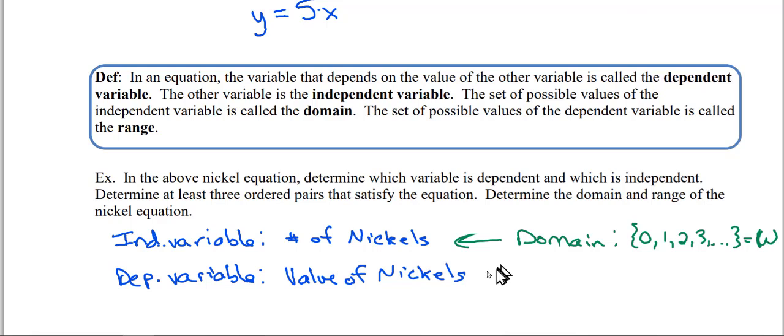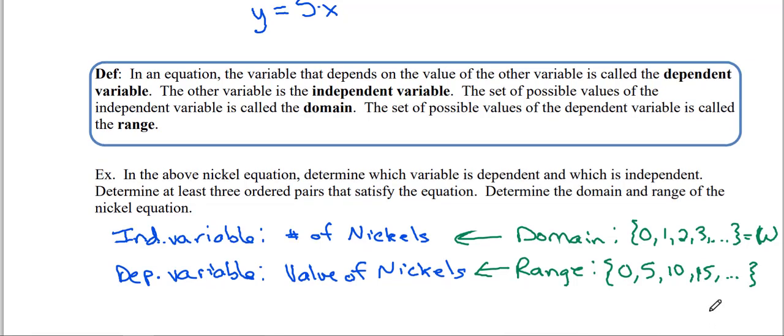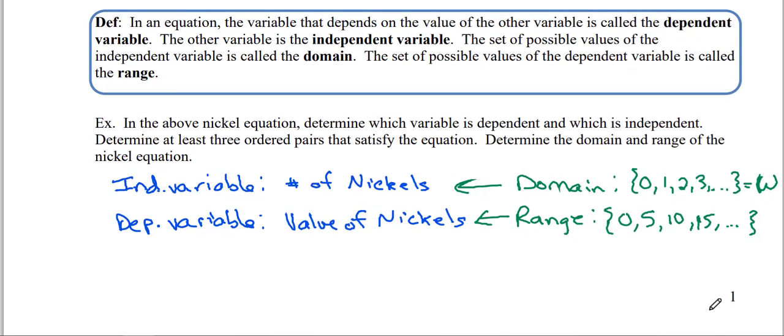As far as the range, that is in reference to the possible values of the dependent variable. In this case, we could have a value of 0. When we have 1 nickel, we have a value of 5 cents. And we have 10, and so on. There's not a good, nice name for this, so we're just going to write it as that set is my range. Can't be anything else other than those multiples of 5. We could write it in what's called set builder notation and give some words to it, but we'll just leave it like that for now.